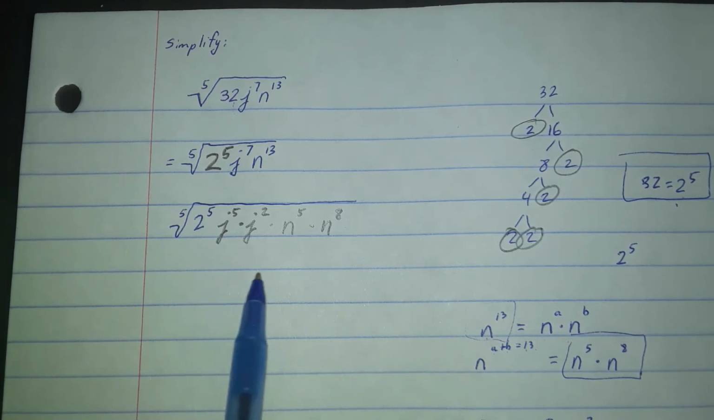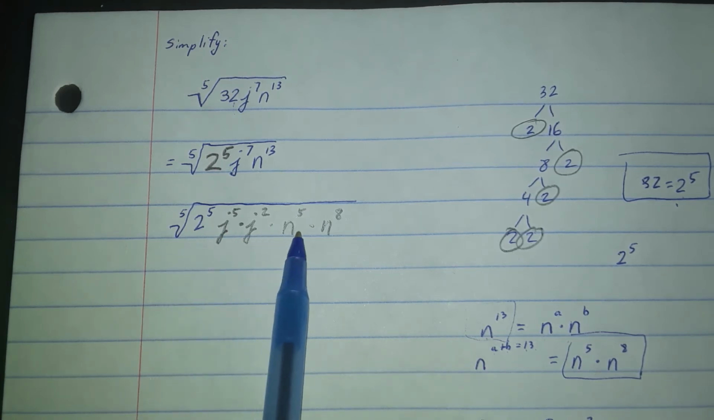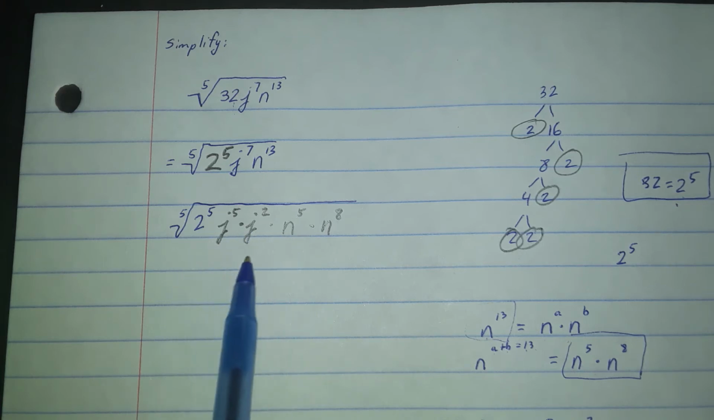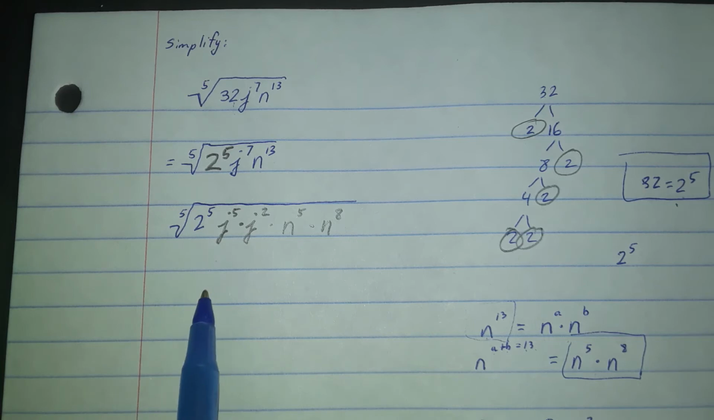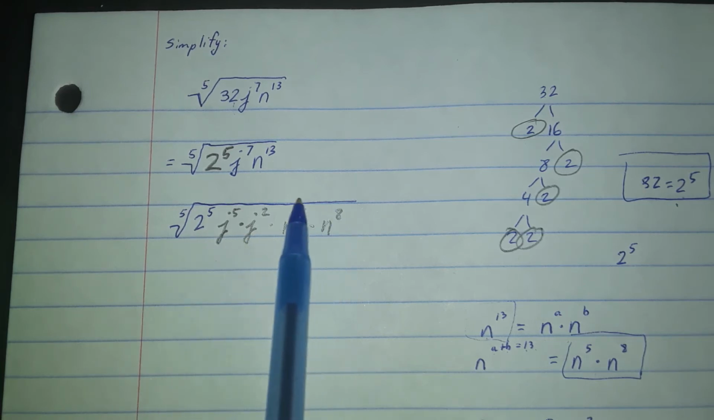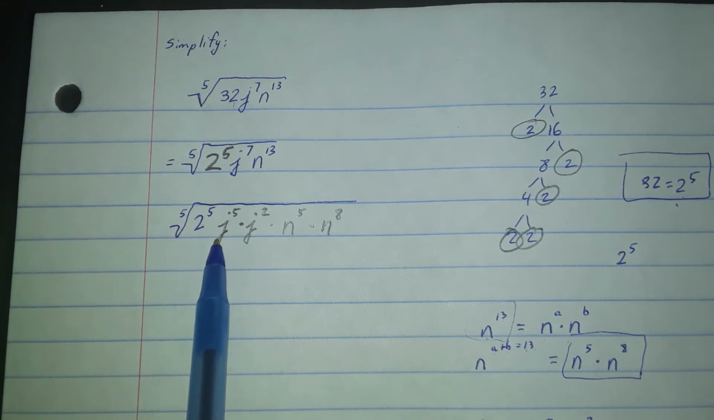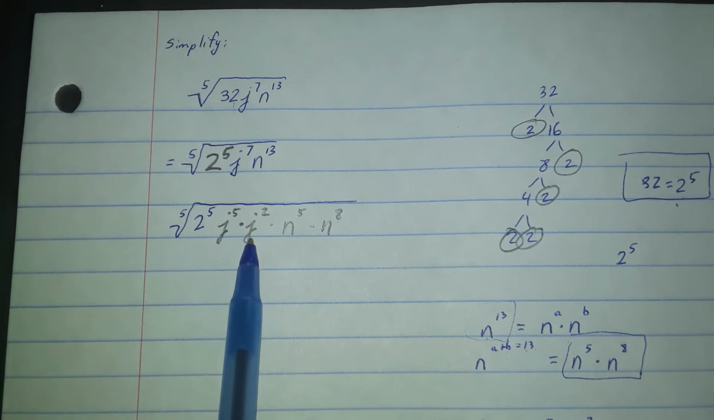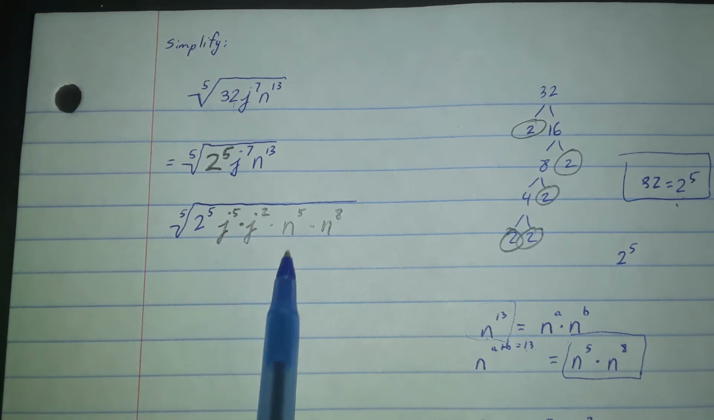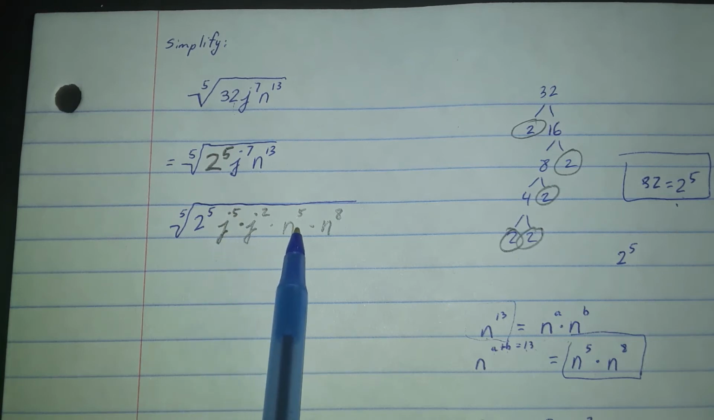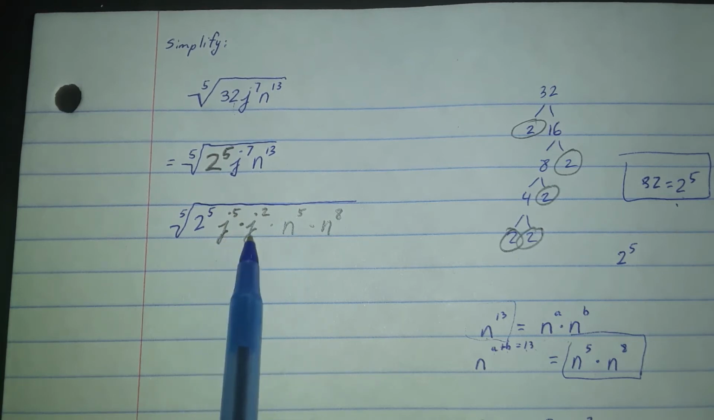So now what I'm going to do is push all my things that have something to the 5th power to one side, and the reason I can do that is because this is all multiplication of terms under this root sign, so the commutative property of multiplication allows me to reorder these. So I have 2 to the 5th, j to the 5th beside each other. I want to bring this n to the 5th over here and have this group of terms together.